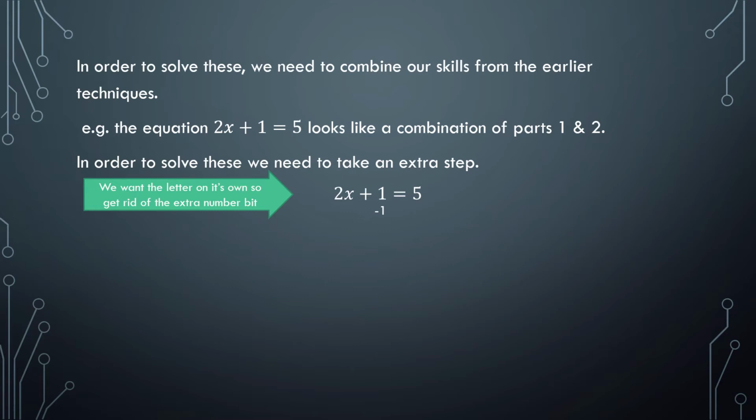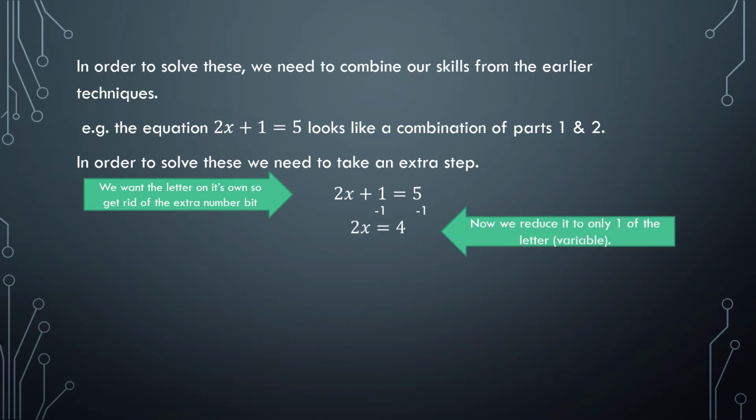Okay, so I need to subtract 1 from the left hand side, but because I've done it to the left hand side, I need to do it to the right hand side as well. So subtract 1 from there. Okay, so that's going to give me 2x equals 4. And what we want to do after that is reduce it down so that we've only got x. So I don't want two lots of x, I just want x.